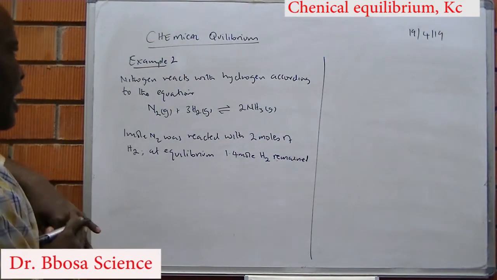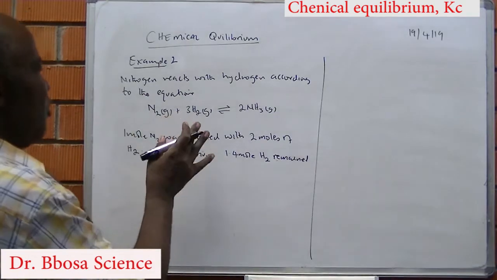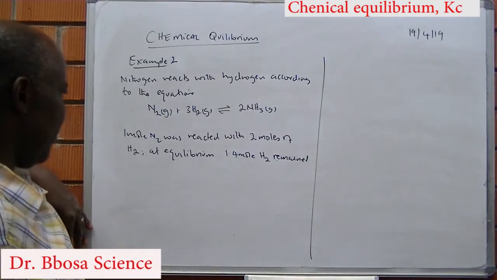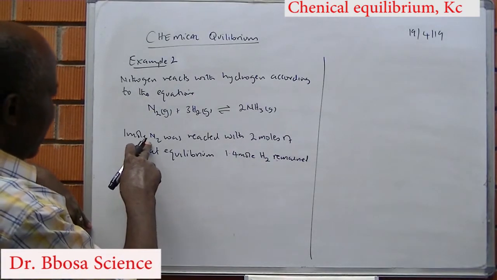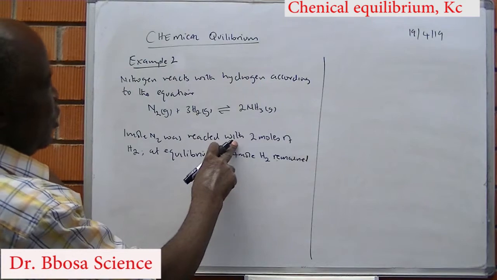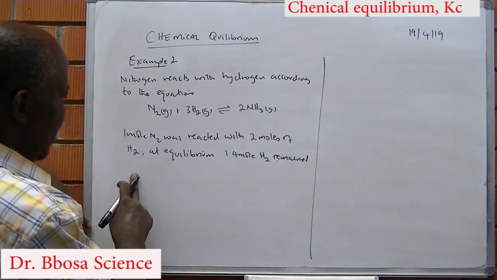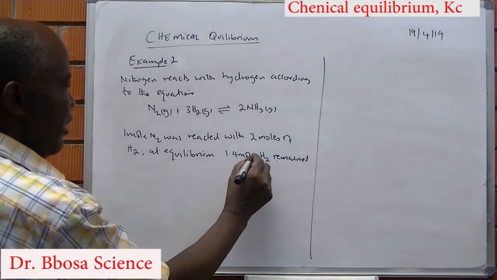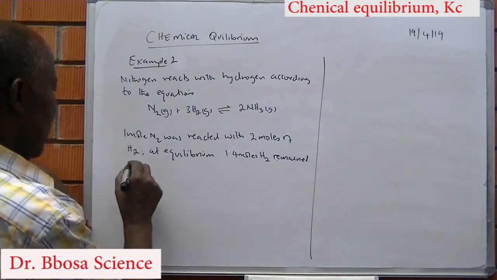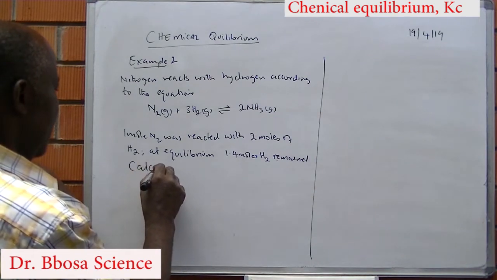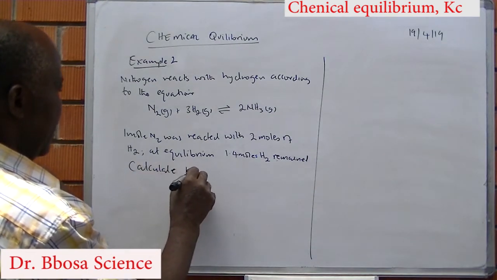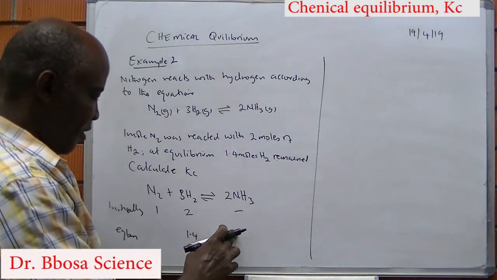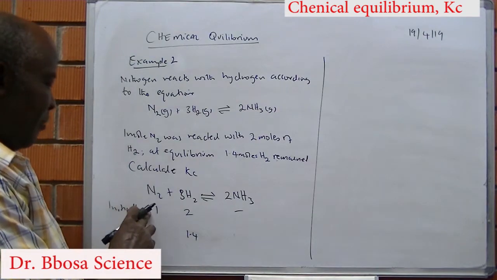Example 2. Nitrogen reacts with hydrogen according to the equation nitrogen plus hydrogen is equal to ammonia. 1 mole of nitrogen was reacted with 2 moles of hydrogen. At equilibrium, 1.4 moles of hydrogen remained. Calculate Kc. First, we have to find the moles of ammonia formed.